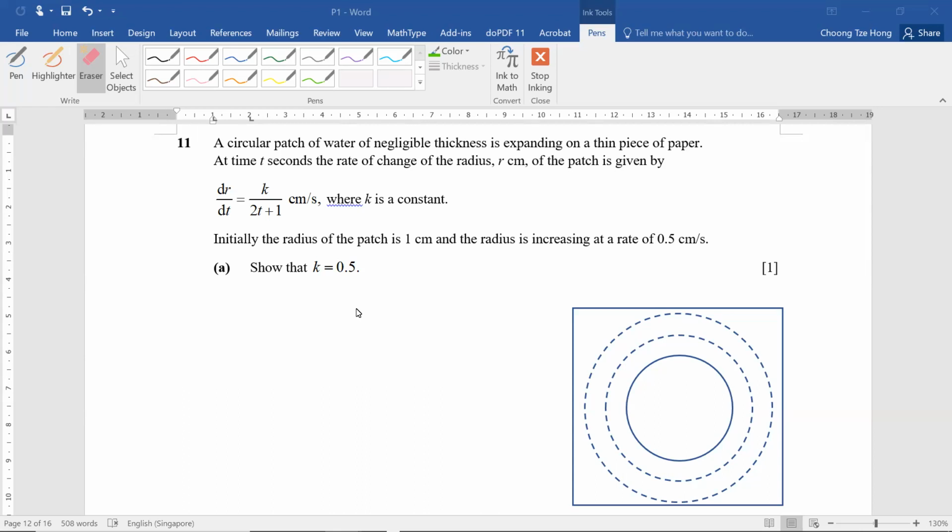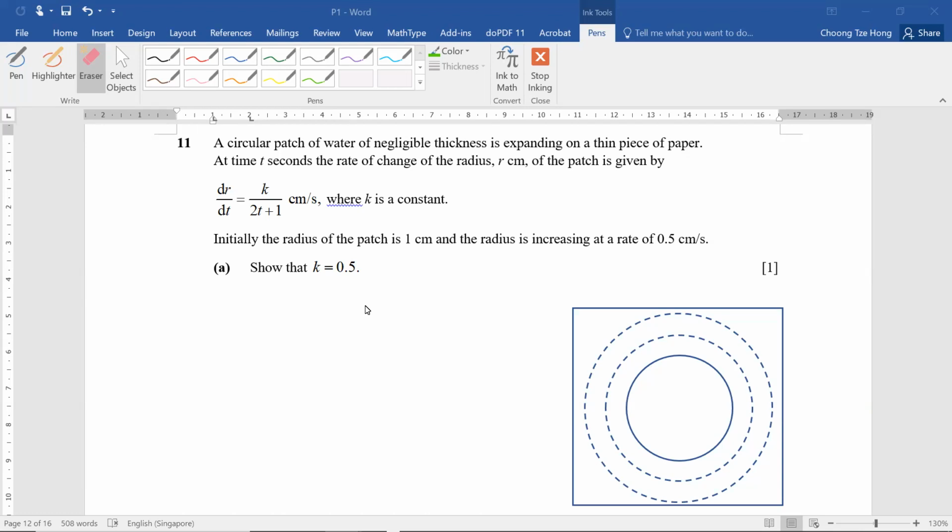A circular patch of water of negligible thickness is expanding on a thin piece of paper. At time t seconds, the rate of change of the radius r cm of the patch is given by this equation: dr/dt equals k over 2t plus 1 cm per second, where k is a constant.